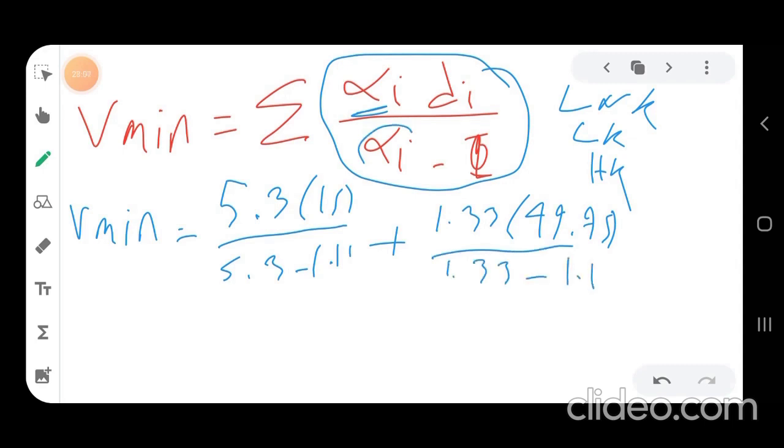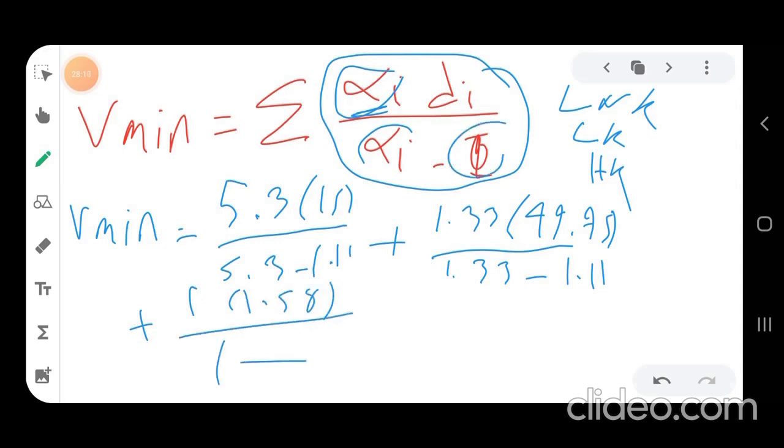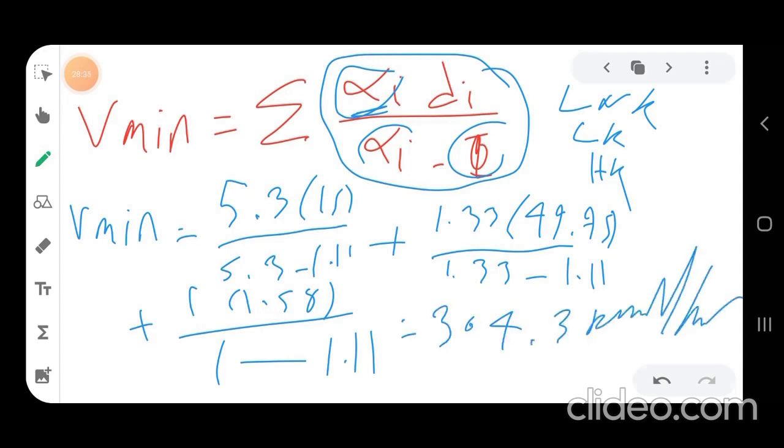So this has to do with the light key. Lastly, for the heavy key, alpha is 1, di is 1.58, which we determined before from the material balance, over 1 minus eta, or phi, which is 1.11. You can use a calculator to get a value. Using the calculator, you will get 304.3 kilomole per hour. This is your V minimum.